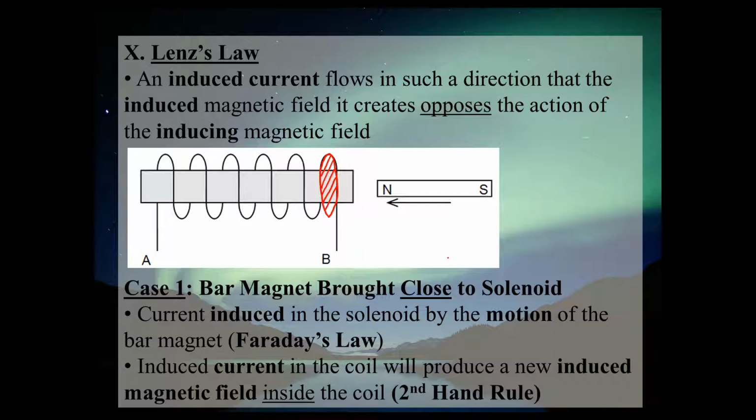Now, we would use the second-hand rule to predict, well, what is the direction of the induced current in that solenoid? The problem is, without Lenz's law, we don't know what direction it is. For example, we know that the current is going to be induced as I bring the bar magnet close by, but I don't know if the induced current is going to be from A to B or from B to A. And this is where Lenz's law is going to help us out.